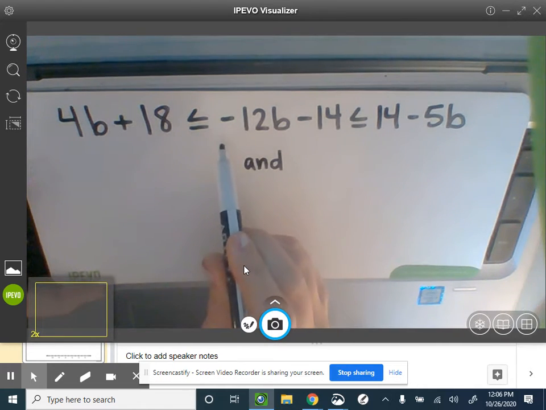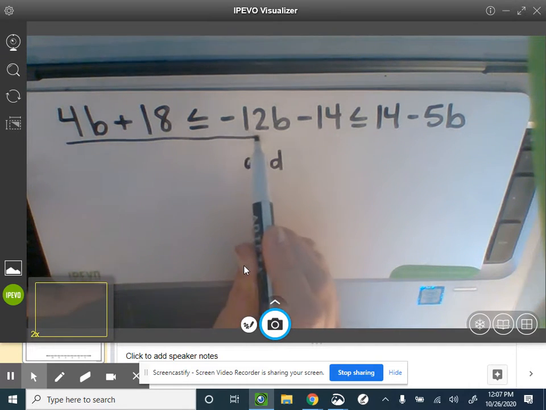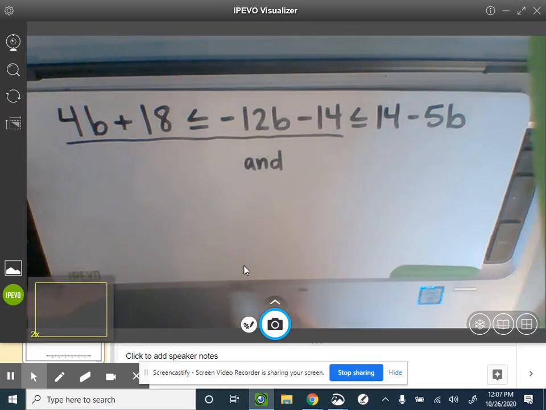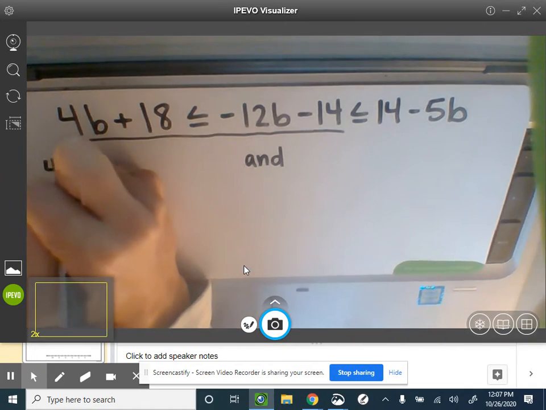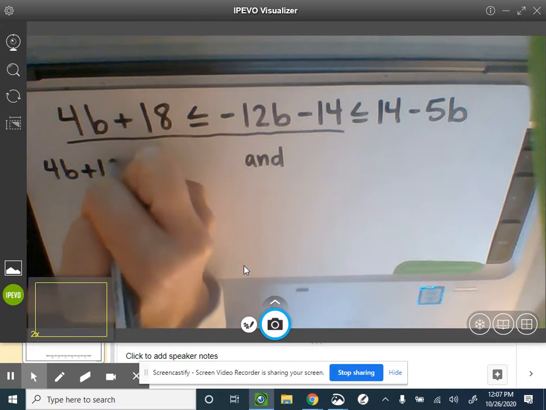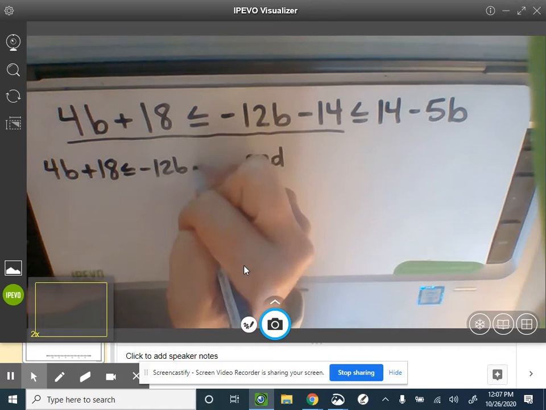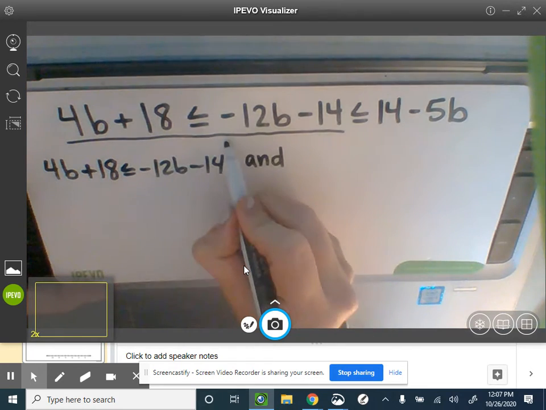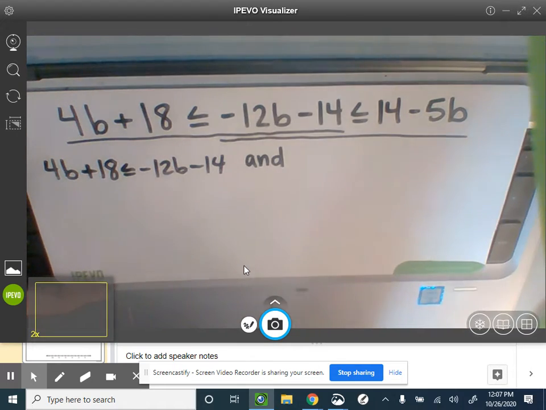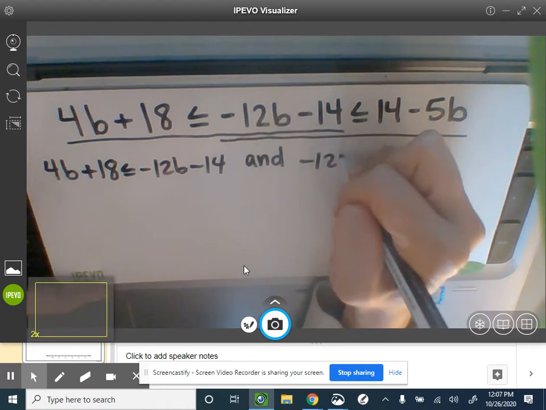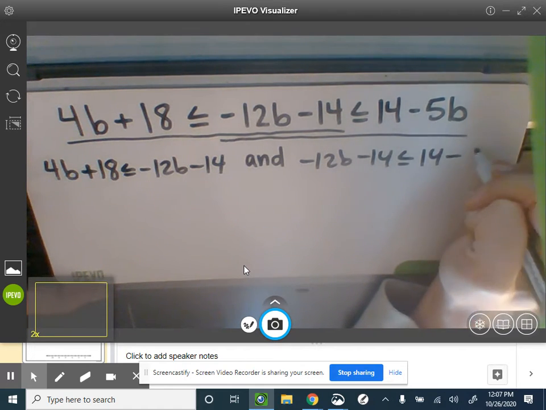And the part that shares is this middle part. So like the first statement is 4b plus 18 is less than or equal to negative 12b minus 14. And we stop at that other inequality symbol. So 4b plus 18 is less than or equal to negative 12b minus 14. So then once again, that middle part is the part they share. So the rest, or your other inequality, is going to be negative 12b minus 14 is also less than or equal to 14 minus 5b.